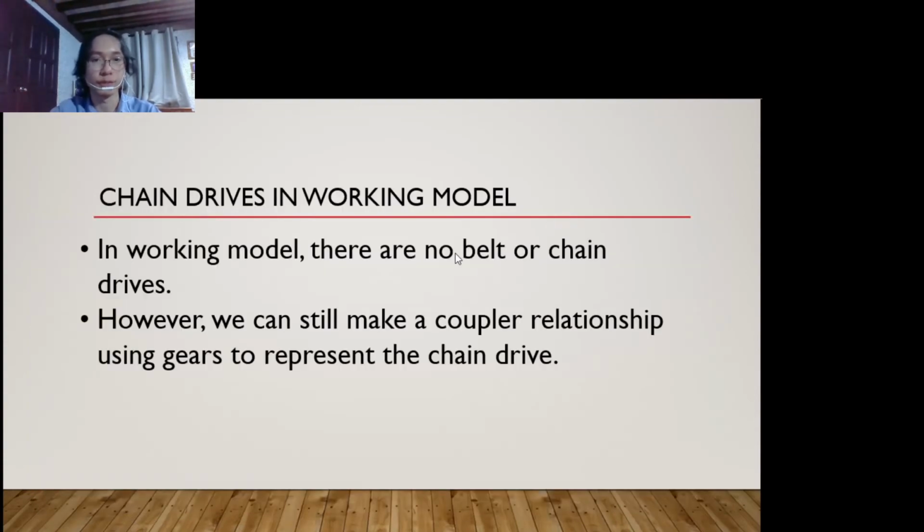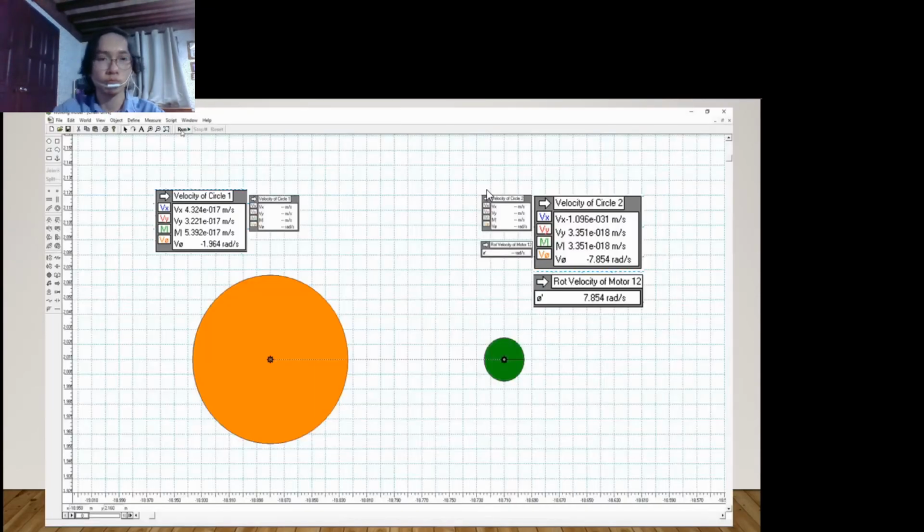For the next part, I will explain about the chain drives in Working Model. In Working Model, there are no chain drives or belt drives feature. However, we can still make a coupler relationship using gears to represent the chain drive. This is how the chain drive mechanism in Working Model is assumed to look like. This small green circle is the driver sprocket, which is connected to a DC motor, and it has 14 teeth. This large orange circle is the driven sprocket with 56 teeth and is connected to the wheel via a shaft to rotate the wheel.